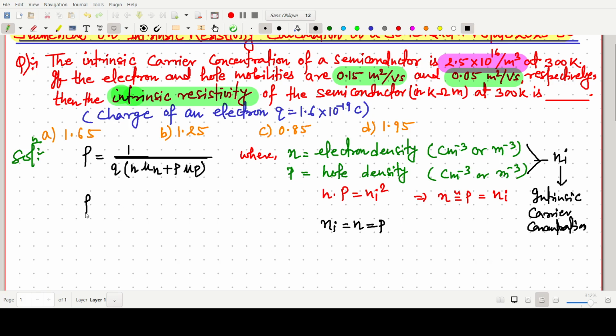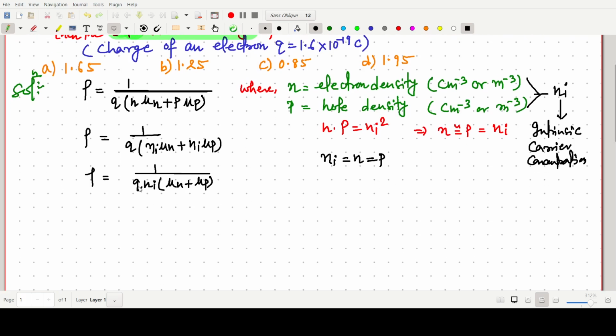So this rho value can be modified as 1 by q. Instead of n we can write ni mu n plus ni mu p. So rho can be written as 1 upon q ni times mu n plus mu p. I will share the theory behind this, or I will try to cover it in this video also. So this is the formula.